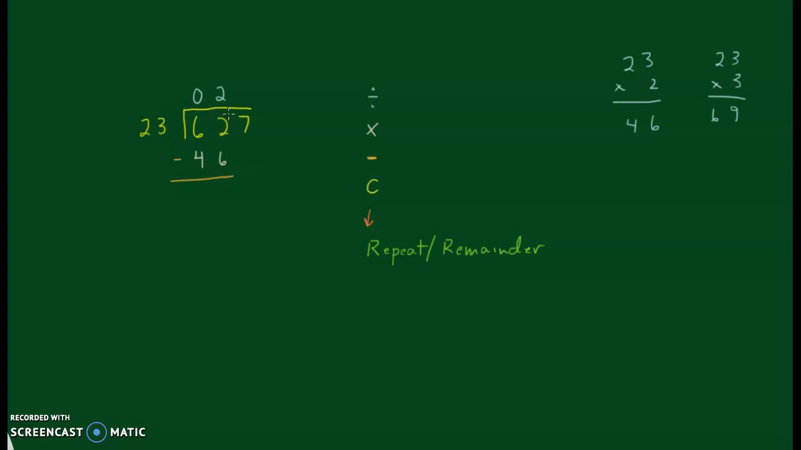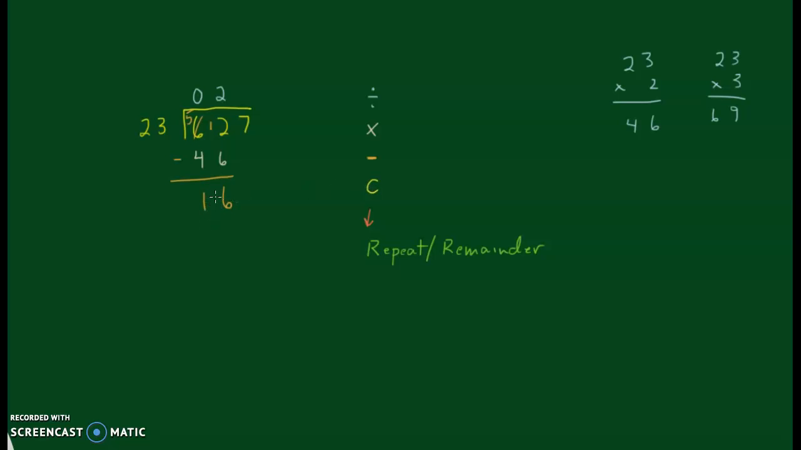From subtracting, we go top down. 2 subtract 6 I can't do. So I'm going to borrow from the 6. That's going to become a 5. 12 subtract 6 is 6. 5 subtract 4 is 1.